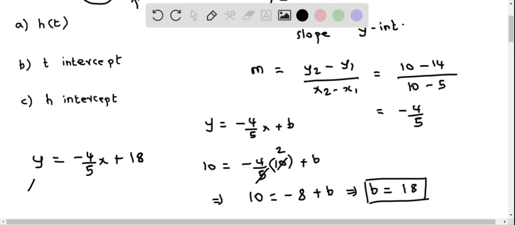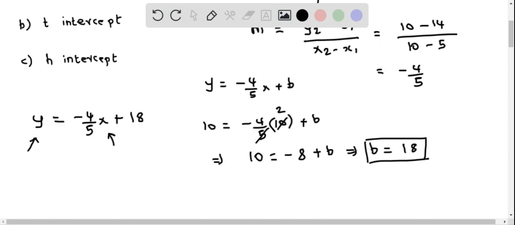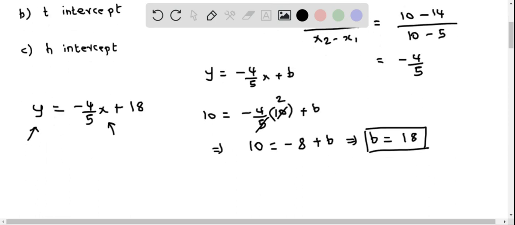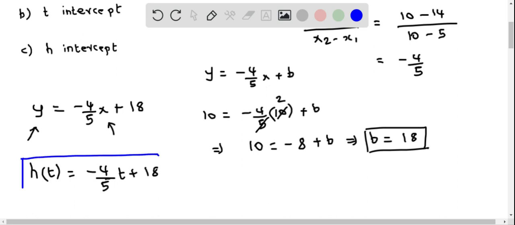Now we will replace y with h of t and x with t, so that we get the formula for h of t. Therefore, h of t equals negative 4 fifths t plus 18. So this is the formula for h of t.